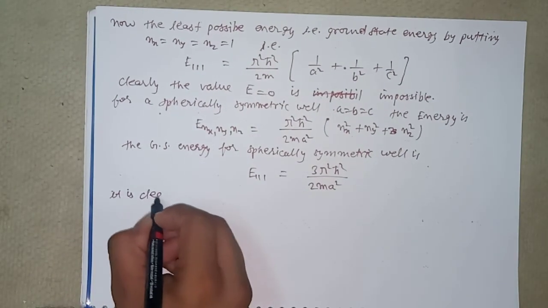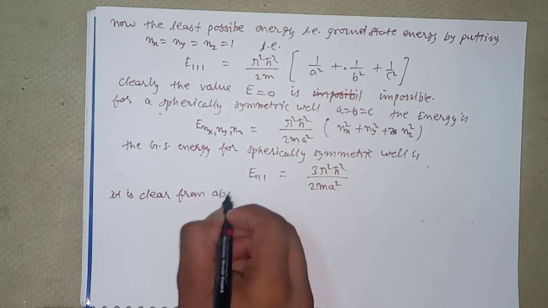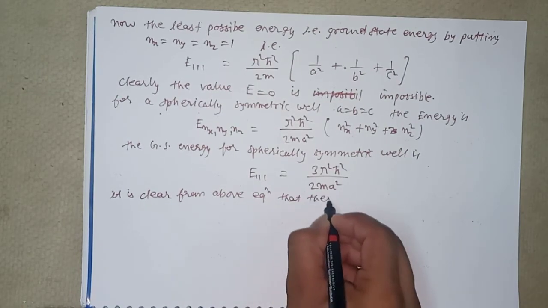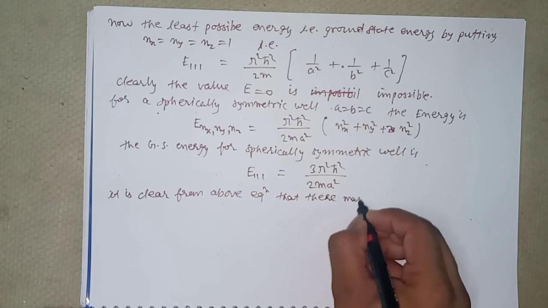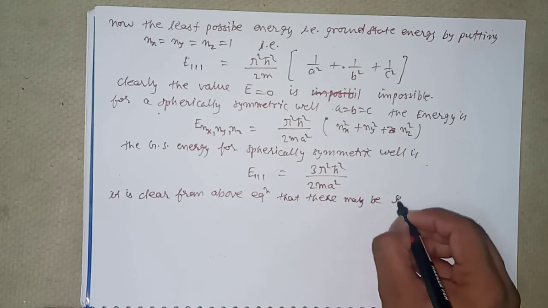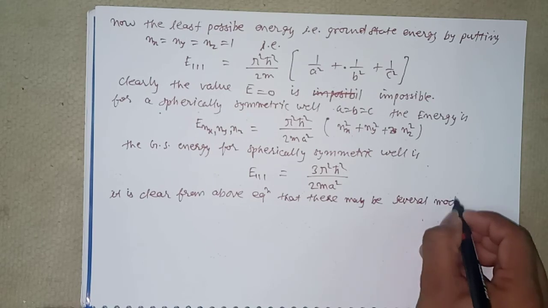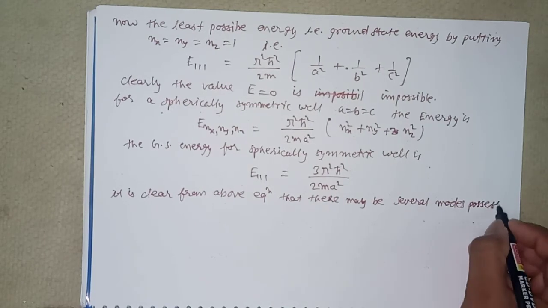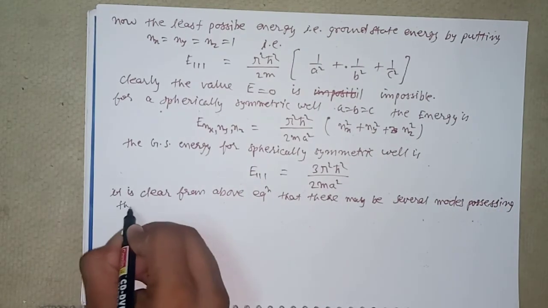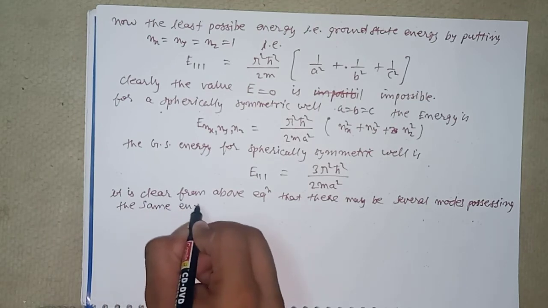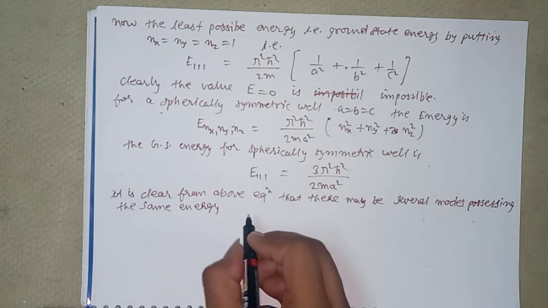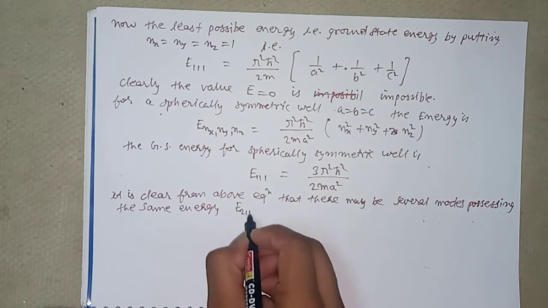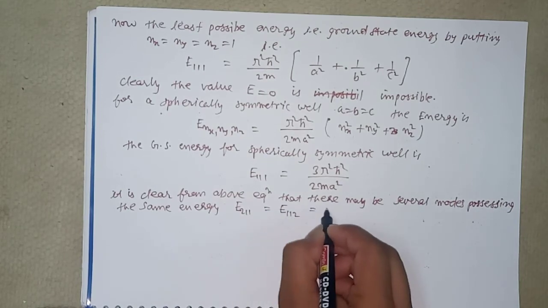It is clear from the above equation that there may be several modes possessing the same energy: E211 is equal to E112 is equal to E121.